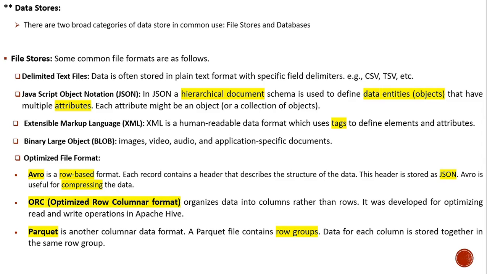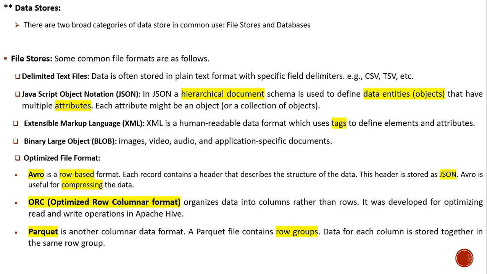And then ORC, so ORC is optimized row columnar format. So data is stored in the columns rather than rows. So it's totally different from other data formats. The next is the Parquet. Parquet is another columnar data format.